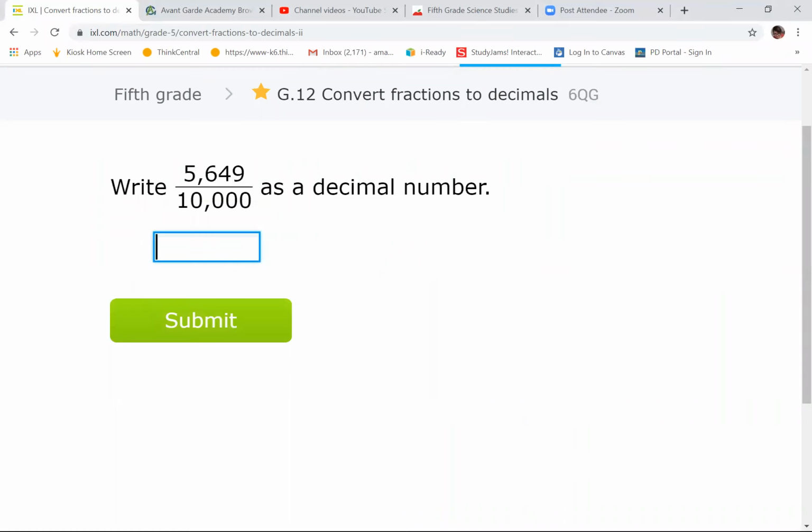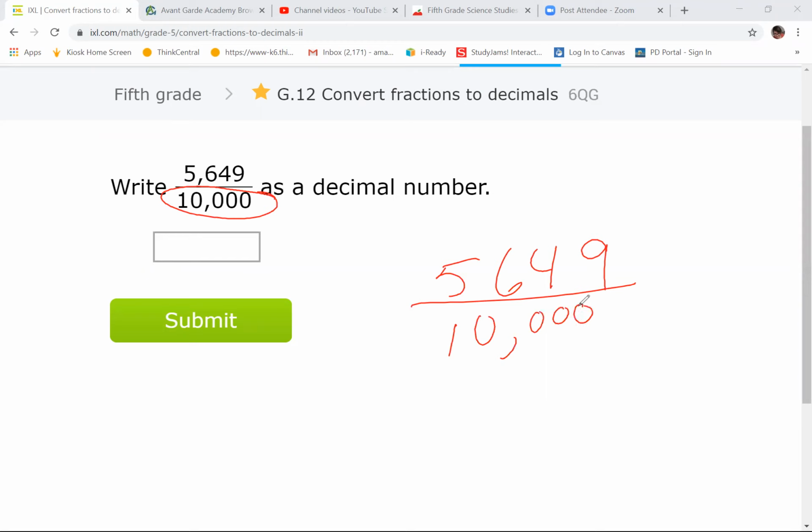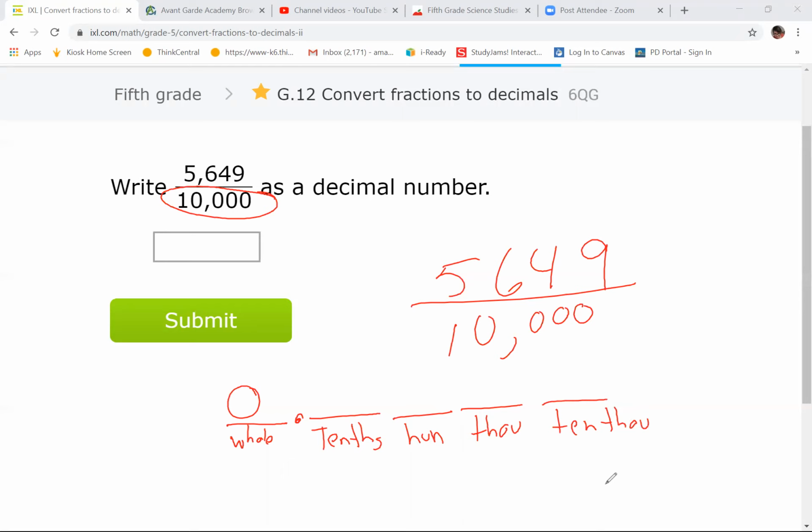Oh my. All right, we got a big one here. We've got 5, 6, 4, 9, and we're talking about 10 thousandths over 10,000. Okay, we can do this. Here's my whole number. And then there's my decimal. We know that there's no whole number. Now I've got my tenths. I've got my hundredths. I've got my thousandths. And then I've got my 10 thousandths. Oh, okay. 1, 2, 3, 4. 1, 2, 3, 4. Oh, it just fits right there.